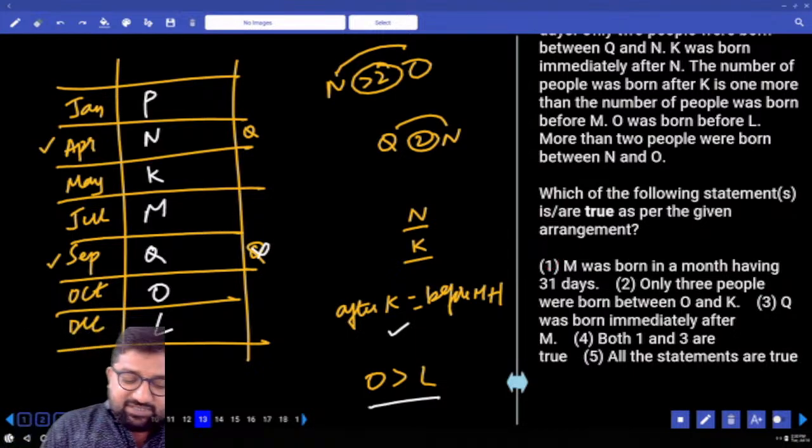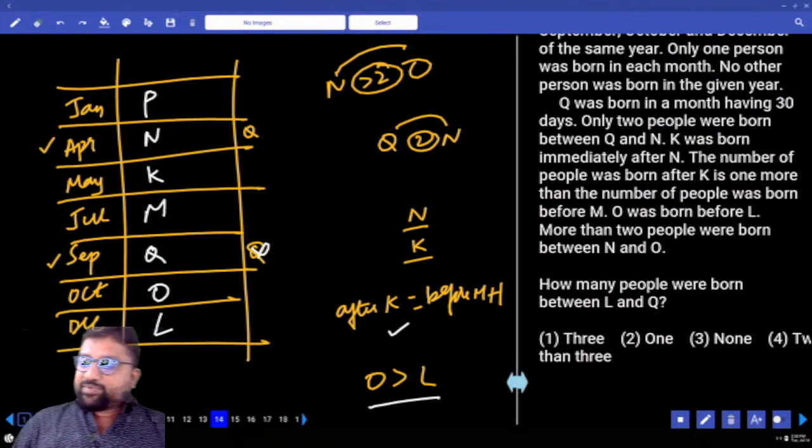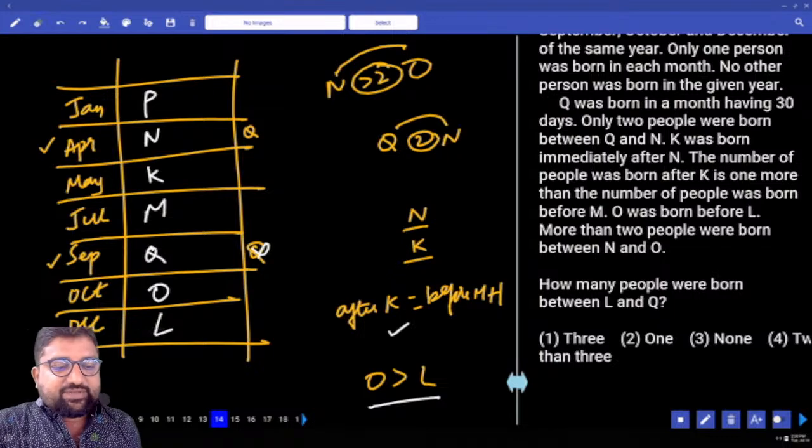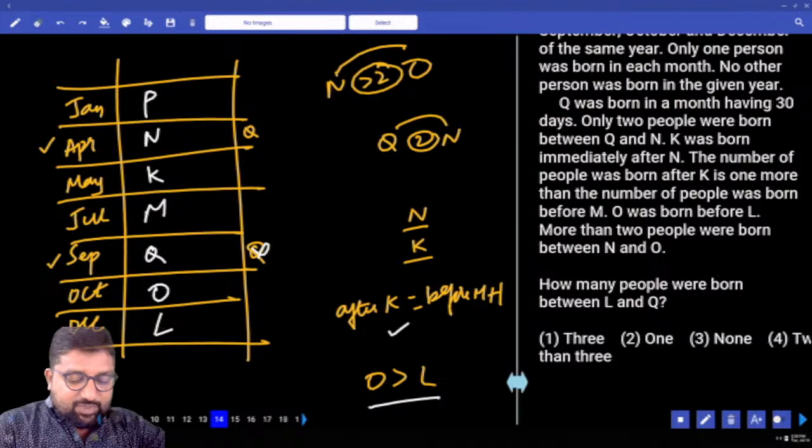First option is always a trap. 14th: How many people were born between L and Q?